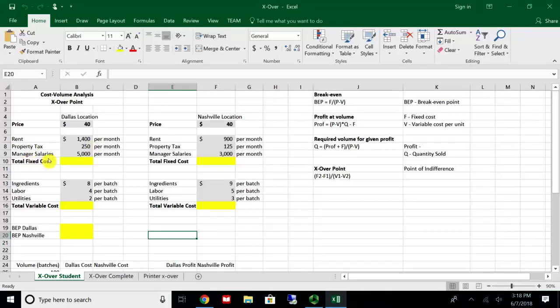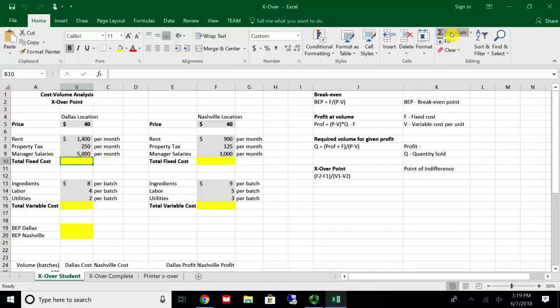So that's one of the keys to this crossover point or any of these cost volume analyses: we have to know the exact fixed cost and we have to know the exact variable cost. So for fixed costs in Dallas, you can see that we have rent, property tax, and manager salaries, and the same thing in Nashville, but obviously with different numbers. And so the first thing I want to do is figure out what the total fixed cost is in each one of these two locations.